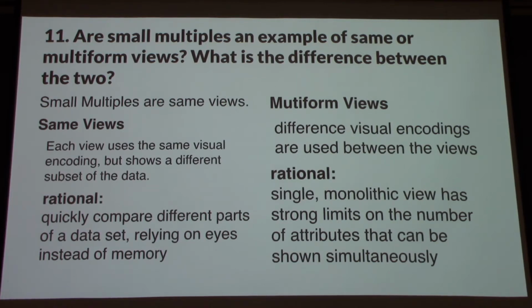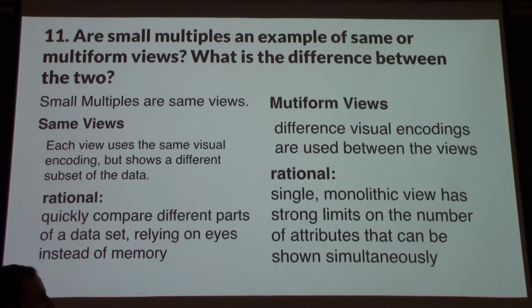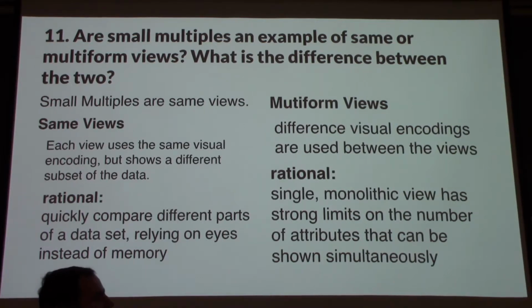We had these examples of graph attributes, with little pictures of the same graph, the same topology, but the nodes were colored differently. So that's a classical same view, small multiple view. Multiform views, as some of you mentioned correctly, is what we did in the homework. We have different visual encodings used between the views, and the idea here is that a single monolithic view has strong limits on the number of attributes and properties that can be shown simultaneously.